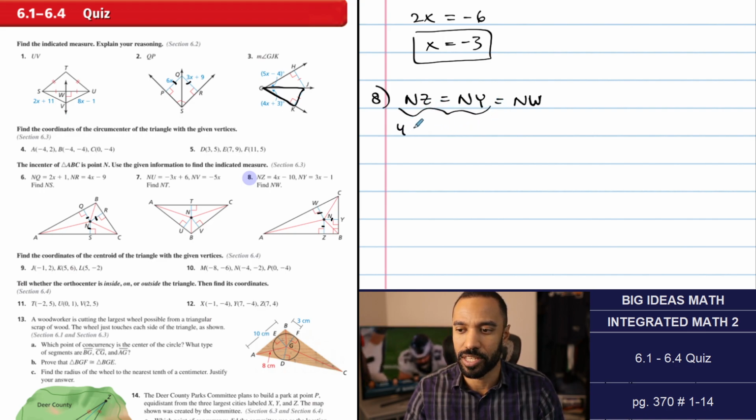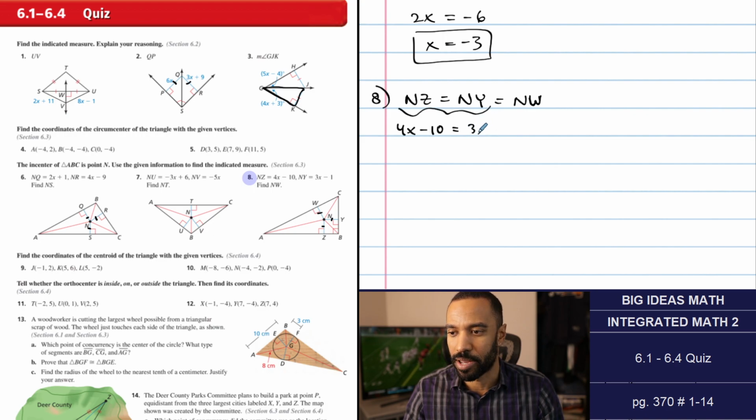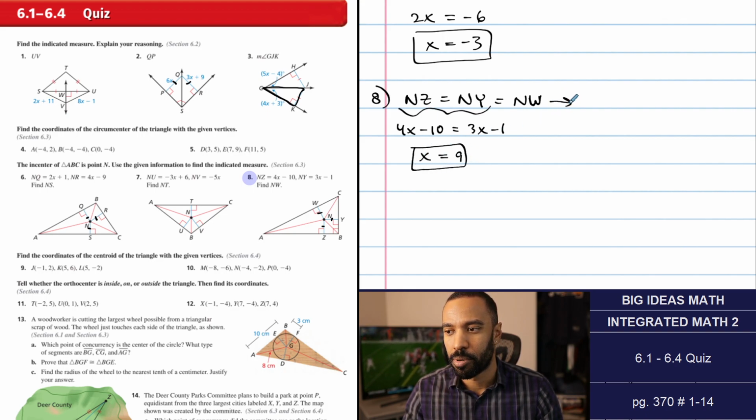NZ is 4x minus 10. Maybe you get a fraction answer. NY, nope, is 3x minus 1. Subtract 3x from both sides, add 10 to both sides, you get x equals 9. So, really, again, there's no new challenge posed in the different problems that they ask you here. So, just go with it.